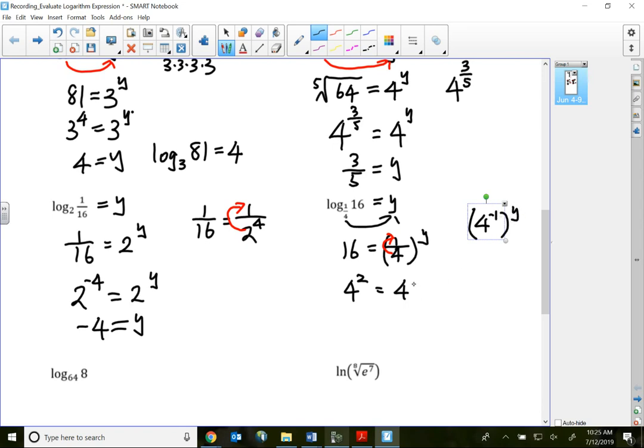By the power rule, I can multiply. So that will give me base 4 to the -y power. So since the bases are the same and the bases are equal, I can set my exponents equal to each other. Therefore, y is equal to -2. All right, so this whole entire expression's answer is going to be -2.